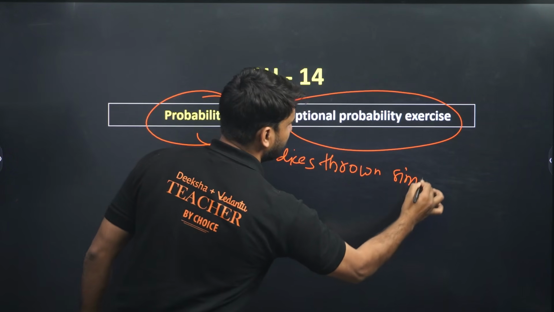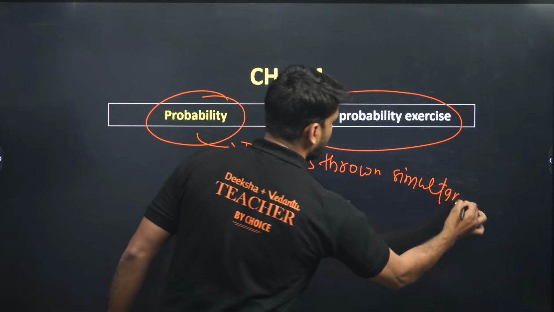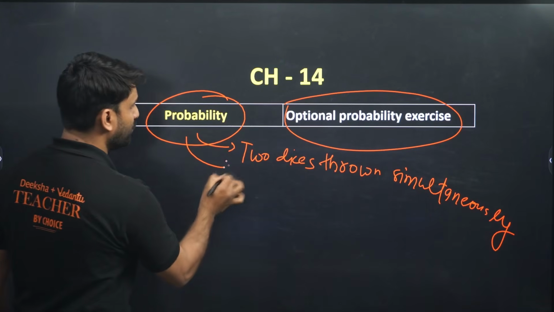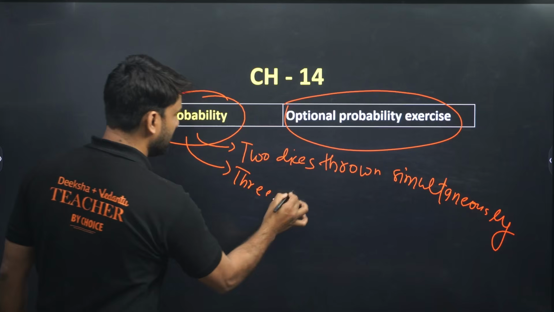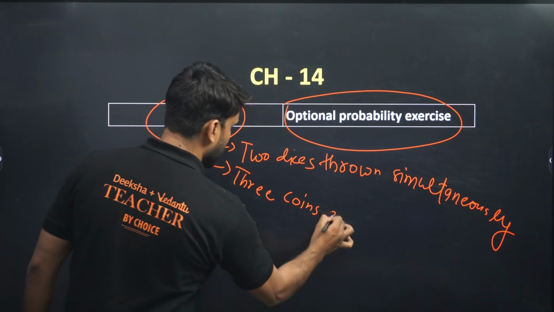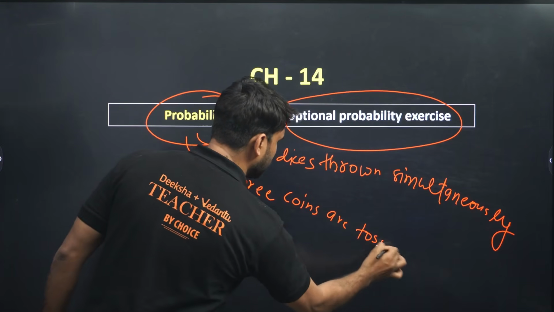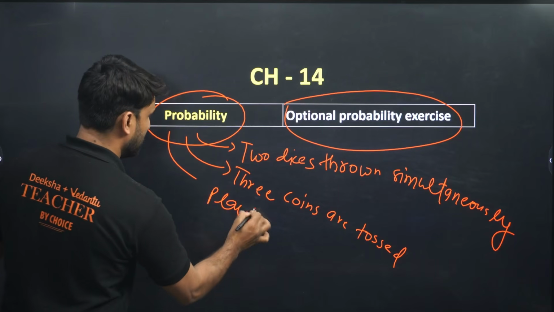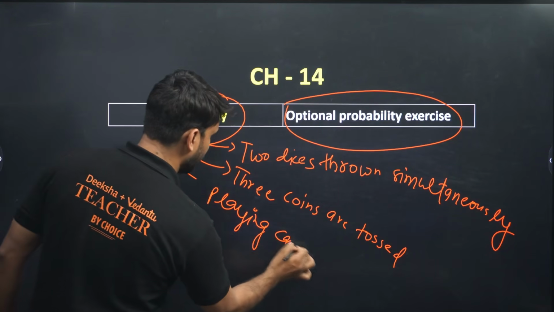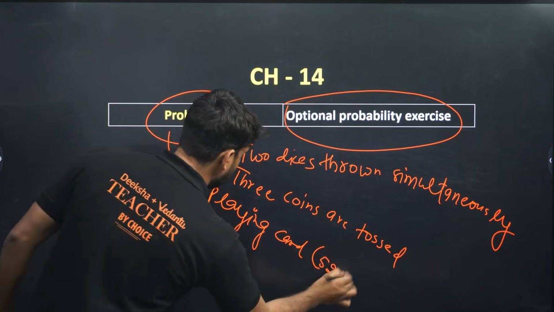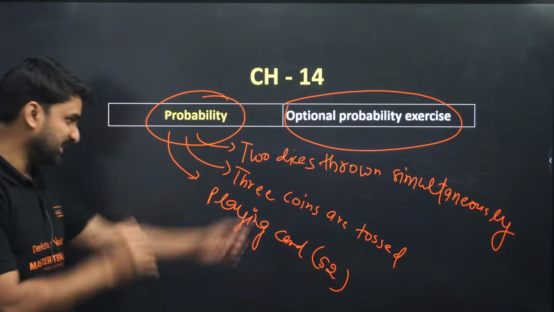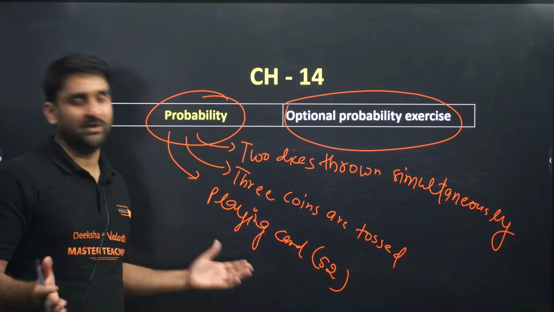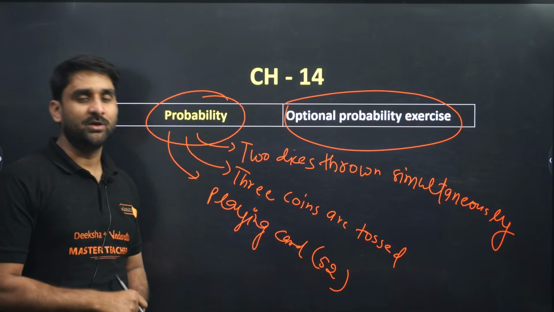Apart from this very important information, I am giving you the important topics that you should prepare for your board exam also. Three coins tossed simultaneously. Please prepare these points. And playing cards, 52 playing cards, a well shuffled deck of 52 cards. So please prepare these topics also. So this is all the very important information that you should know before sitting in your examination hall.